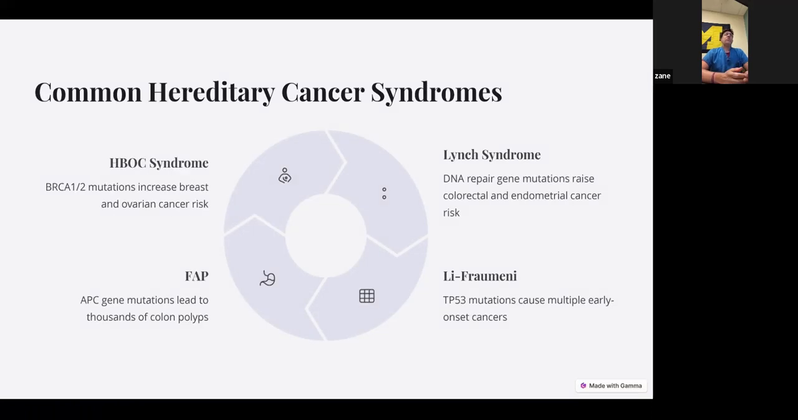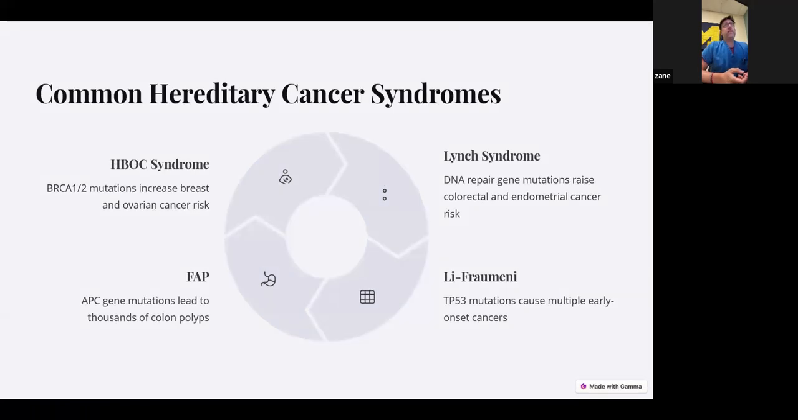The next is called Lynch syndrome. Lynch syndrome is a multi-organ risk. It is most associated with colon cancers and uterine cancers, but also you will hear families having stomach, pancreatic, and ovarian cancers as well.